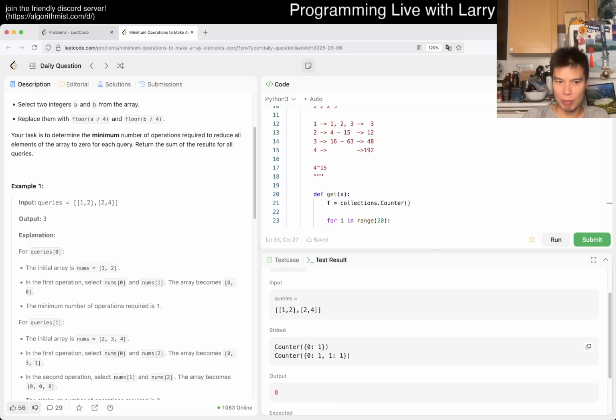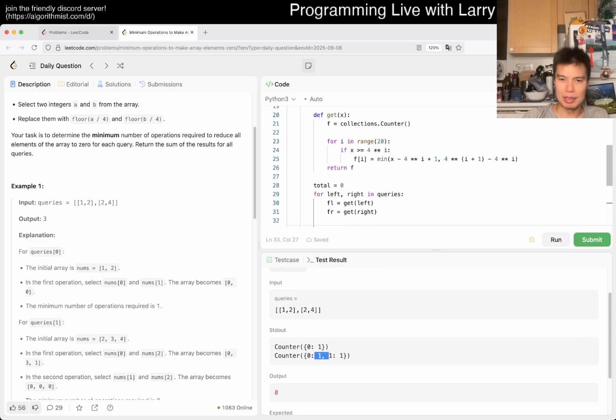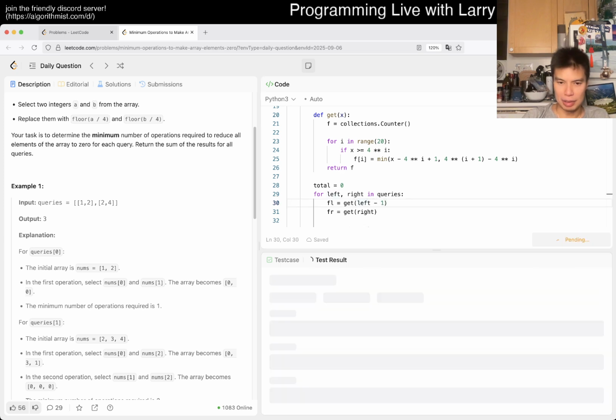Because then now you have 1. Am I off by 1? I may be off by 1. Yeah, because we want it to be inclusive, so it's going to be left minus 1. So I think it's off by 1, yeah.